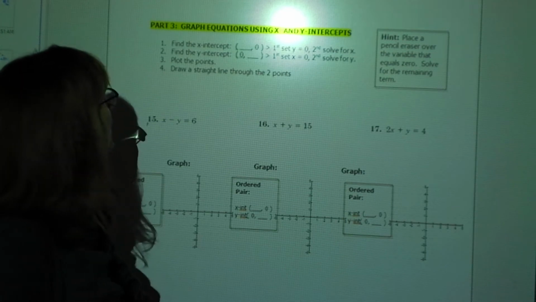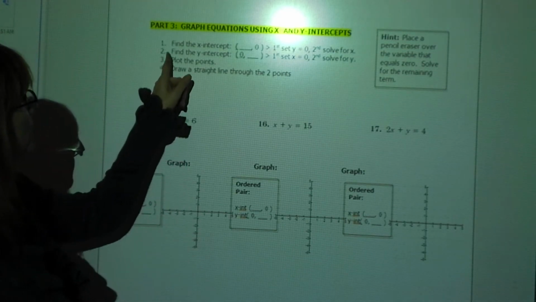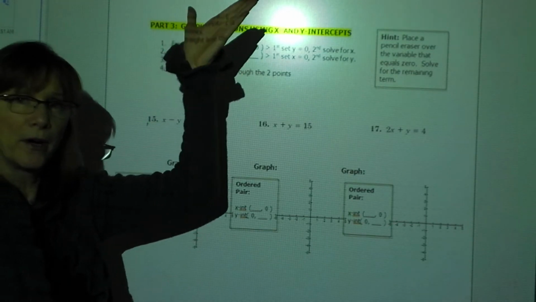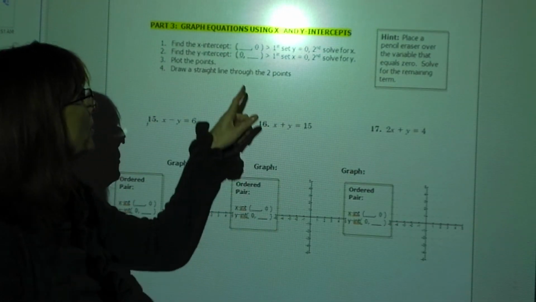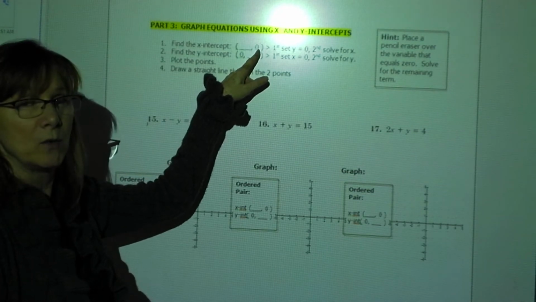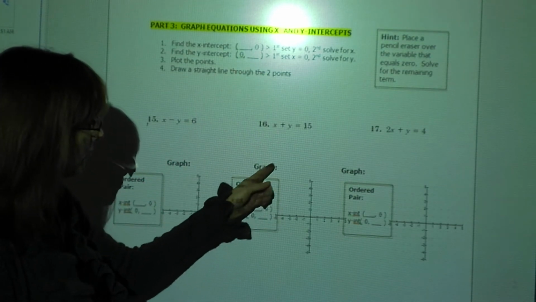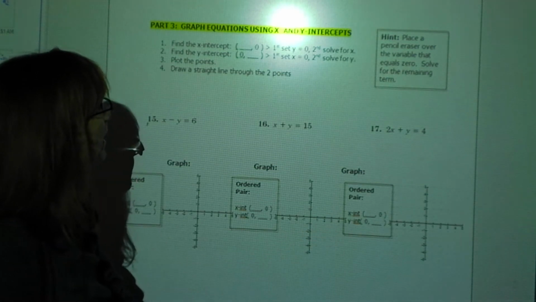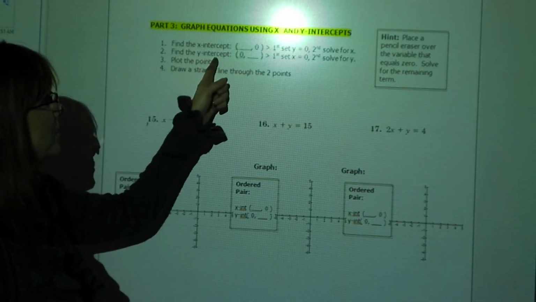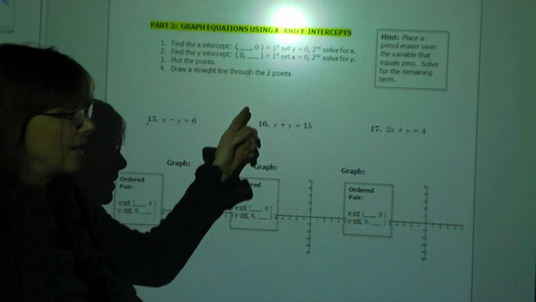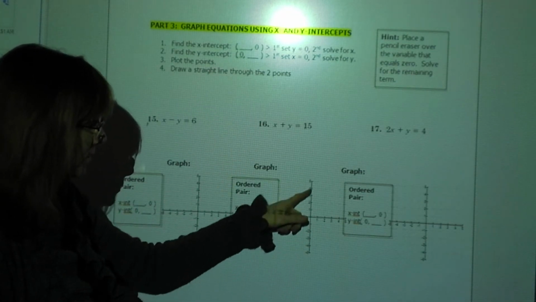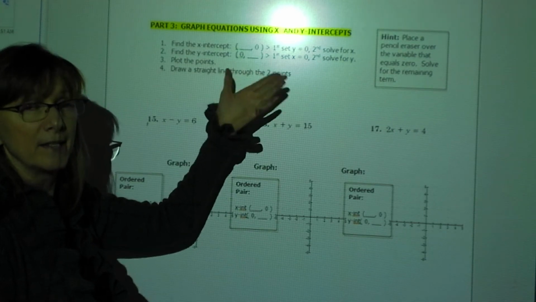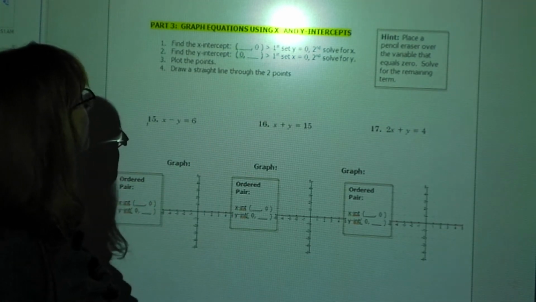homework last night. So if you notice, the first thing it says is we're going to find the x-intercept. So to find the point where the line crosses the x-axis, you're going to let your y-coordinate equal 0. Okay, because when a line crosses the x-axis, the y-coordinate is always 0. Then we're going to find the y-intercept. So to find the y-intercept, or the point where the line crosses the y-axis, you're going to let x equal 0. Okay, and then solve for the other variable.